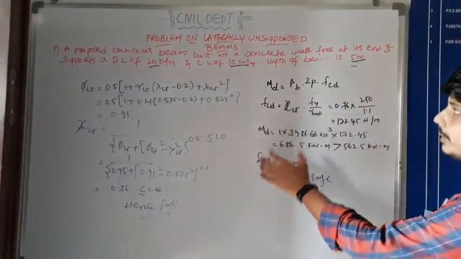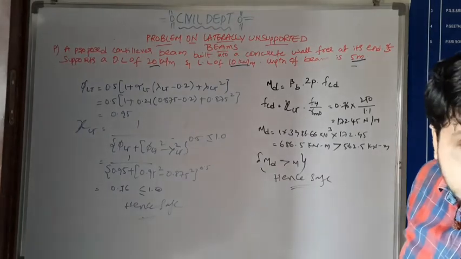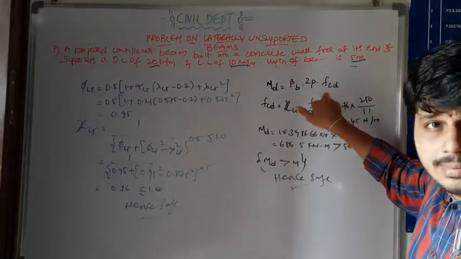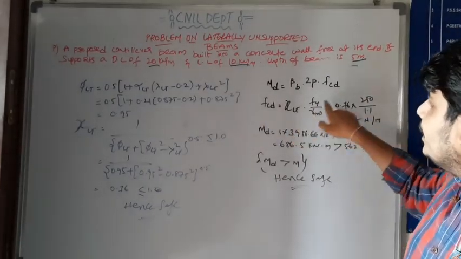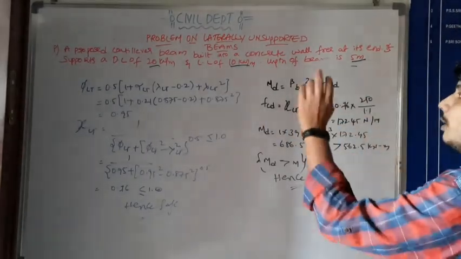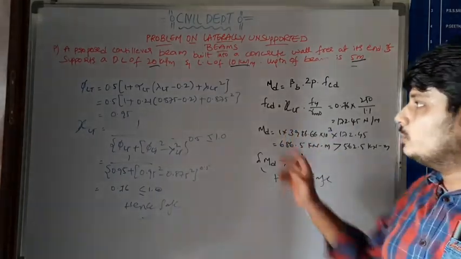So the design bending moment. This is the first formula, so please keep in mind. Design bending strength: we don't know FCD. For FCD, it is Xi LT into Fy by gamma m0. So if we want the Xi LT value, we should solve this formula.